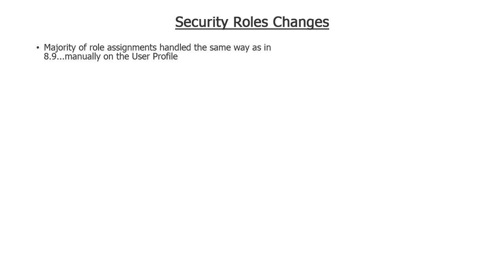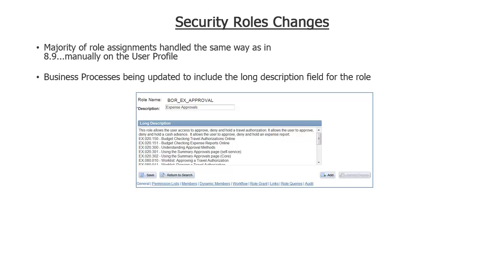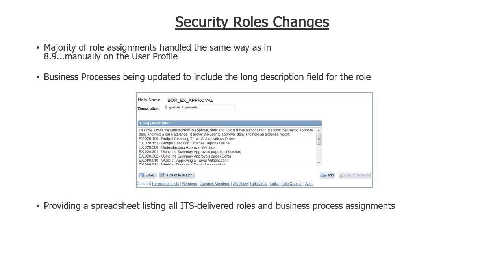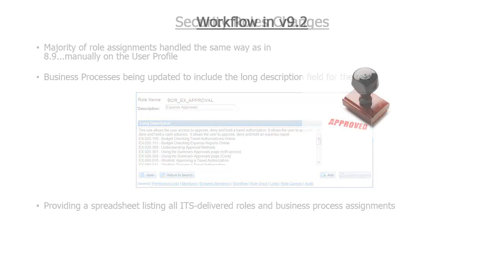You will handle the majority of role assignments the same way as you handle them in version 8.9, manually on the user profile. In order to help you determine which roles you need to assign to a user, ITS is updating the long description field for the role to include the list of business processes that each role has access to. We will also be providing you with a spreadsheet or a cheat sheet that lists all ITS delivered roles and business process assignments.